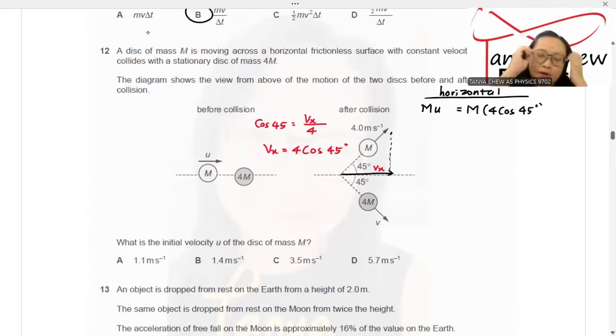One more thing you have to bear in mind: momentum is a vector quantity. So you have to consider one direction as the positive direction and the opposite direction as negative. And I put positive. Do you know why? Because the initial velocity of mass m is moving to the right. I considered right as the positive direction. So that is why I put positive.